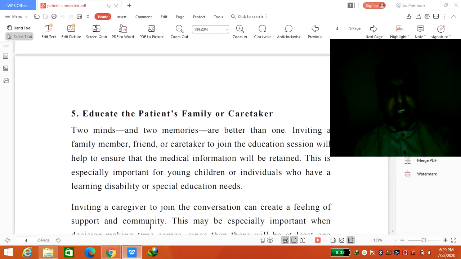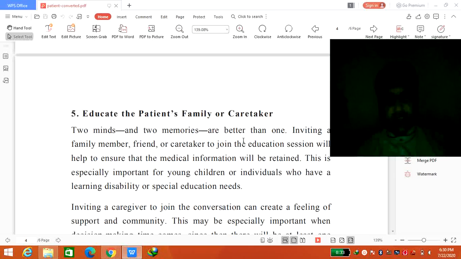And the next one is education: educate the patient, family, or caretaker. So this is too much important. Two minds and two memories are better than one. So of course, this is a universal truth. Let's suppose the patient has a friend or a family member, so you should share that information along with the patient.